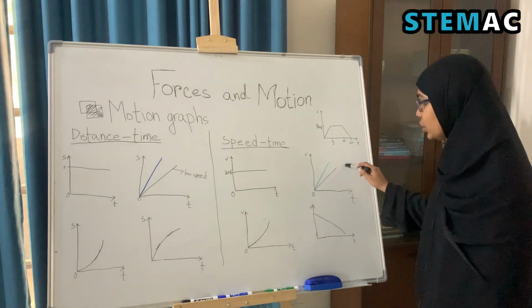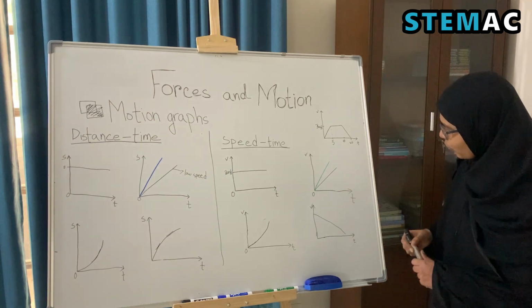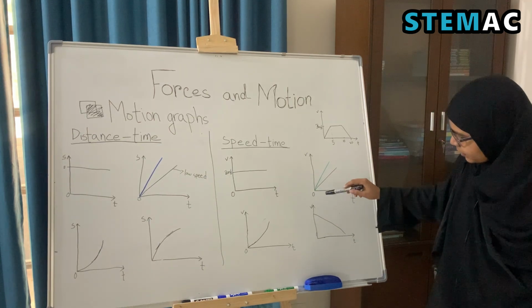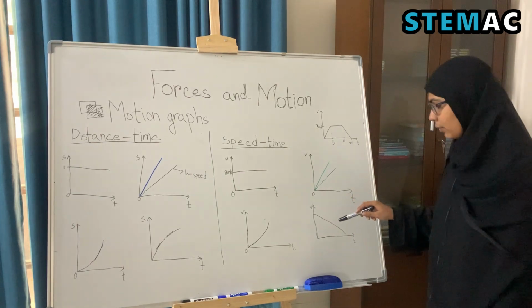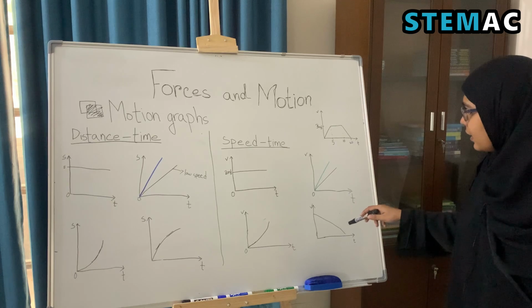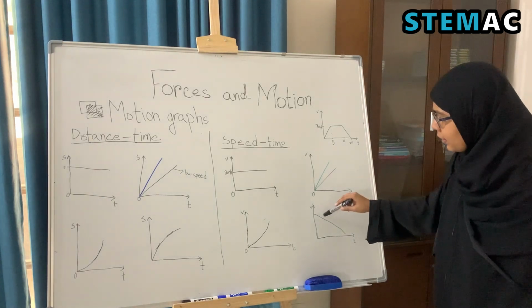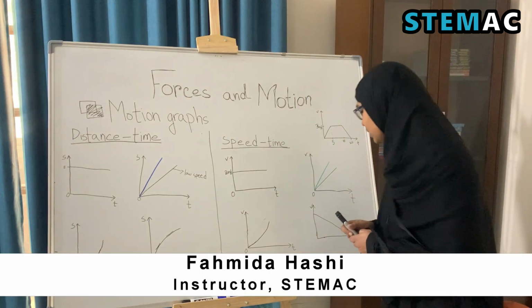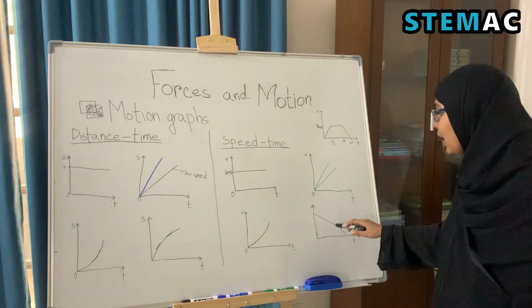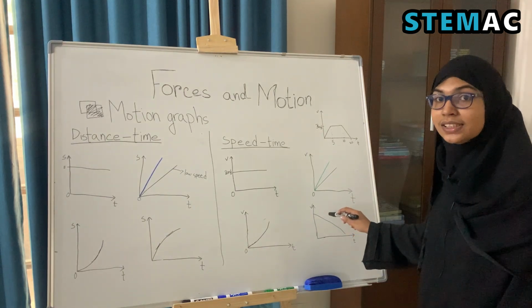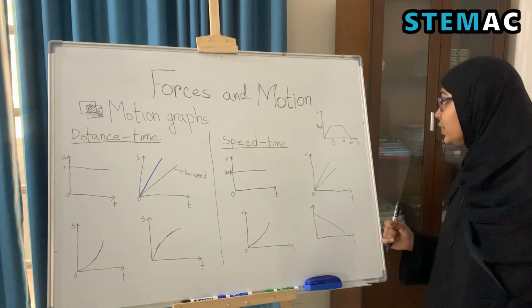Here the acceleration was constant. When there is a speed time graph and the line is downward, we can say that the object was decelerating. The gradient of this line is negative, and negative acceleration means deceleration. That means the speed was decreasing at a constant rate.